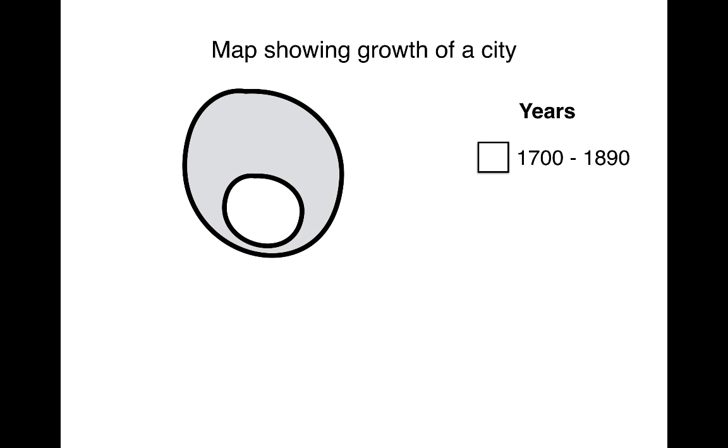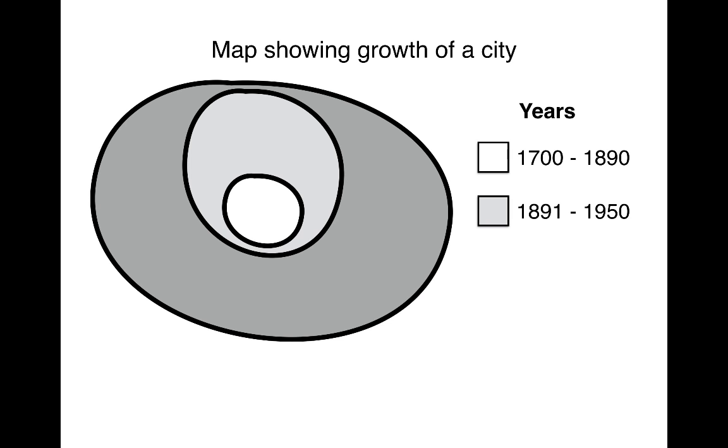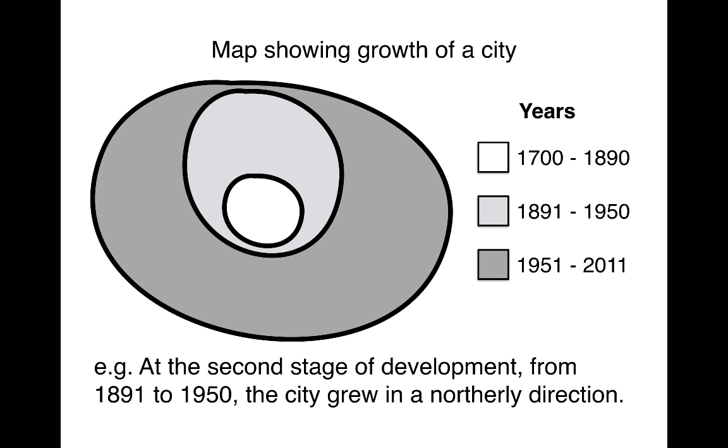Then the city grew in the years 1891 to 1950, and then it got even bigger in the years 1951 to 2011. So you can see there the city has grown in 3 steps. So it's a process. We've got 3 stages and we can describe them in the normal way. An example sentence, at the second stage of development from 1891 to 1950, the city grew in a northerly direction.